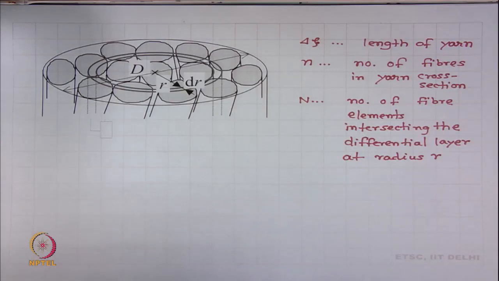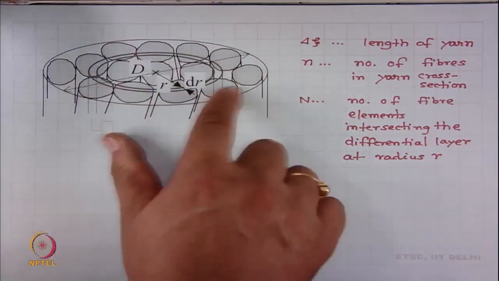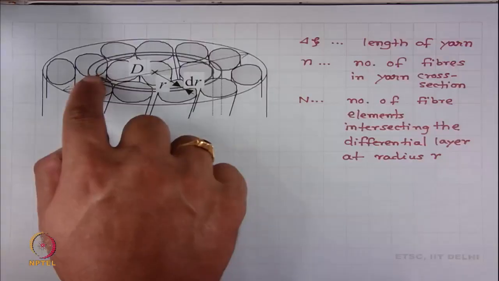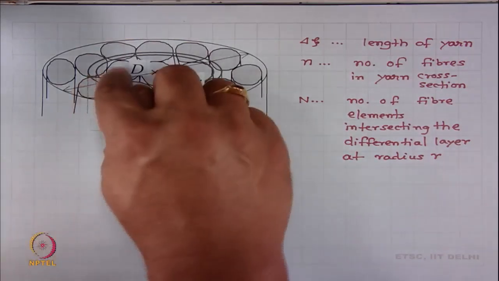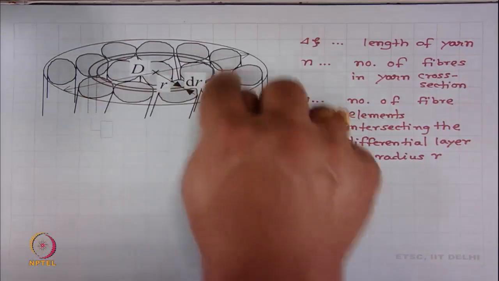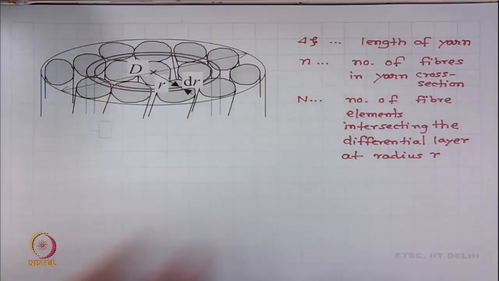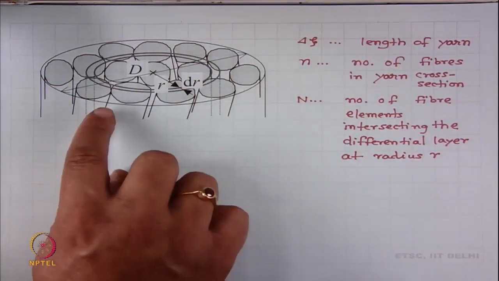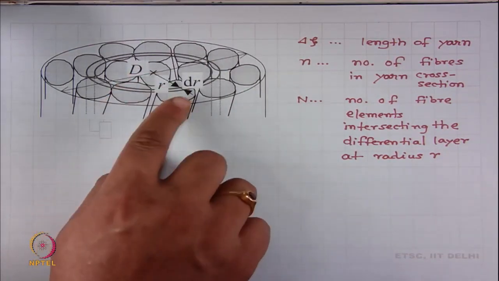What does that mean? Inside the yarn, we think about a differential layer. It is kind of a ring. There could be many fiber segments which will intersect this differential layer. This differential layer is situated at a radius r and its thickness is dr. So, there is a differential layer inside the yarn which is situated at a radius r, and this differential layer has a thickness small dr.